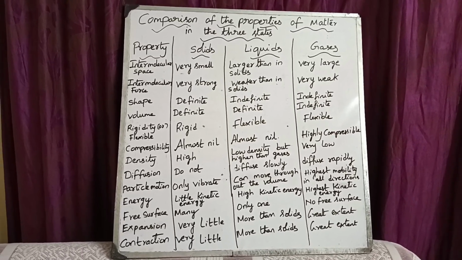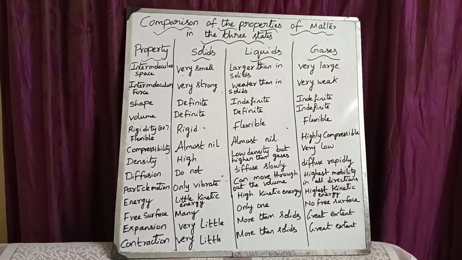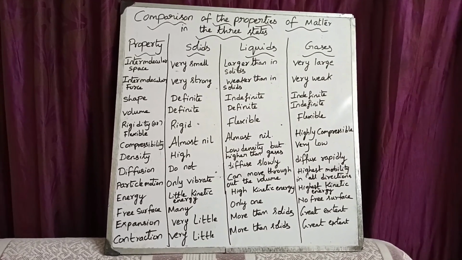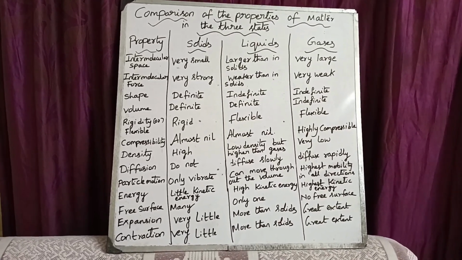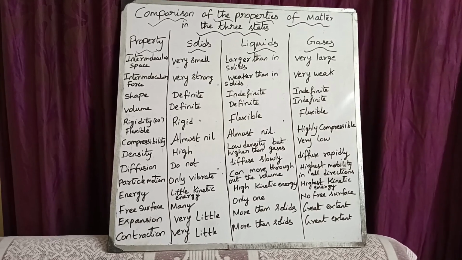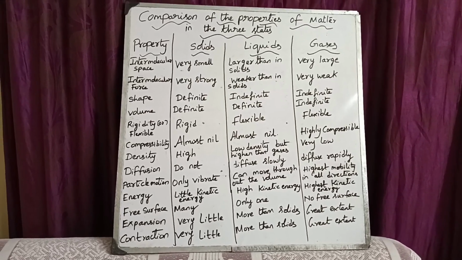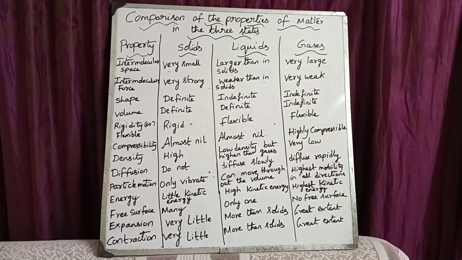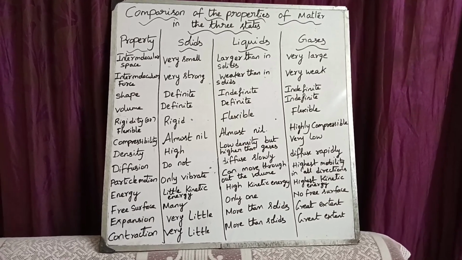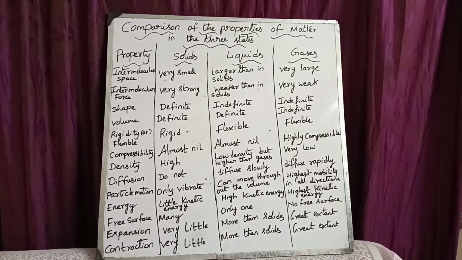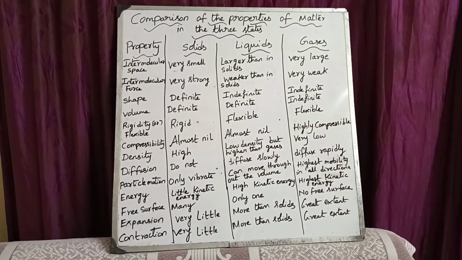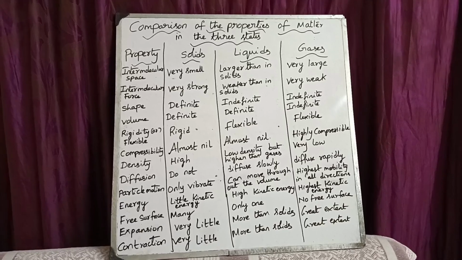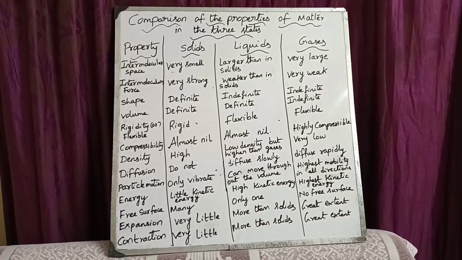When you come to intermolecular force of attraction, the force of attraction between two molecules is called intermolecular force of attraction. This is very strong in solids, weaker in liquids, and very weak in gases. When you come to shape, solids have definite shape, liquids have indefinite shape, and gases also have indefinite shape. When you come to volume, solids have definite volume, liquids have definite volume, and gases have indefinite volume. Rigidity or flexibility.